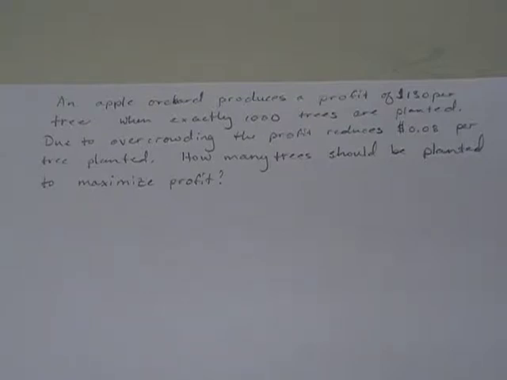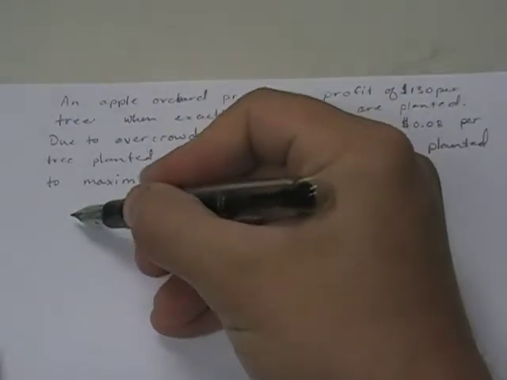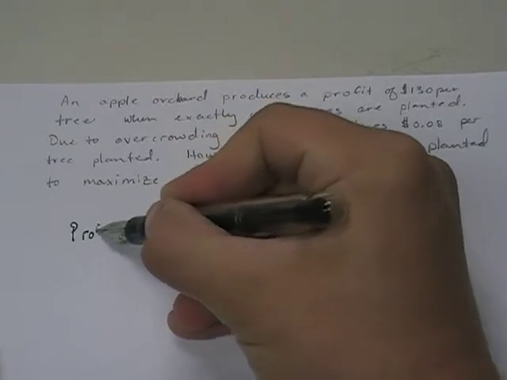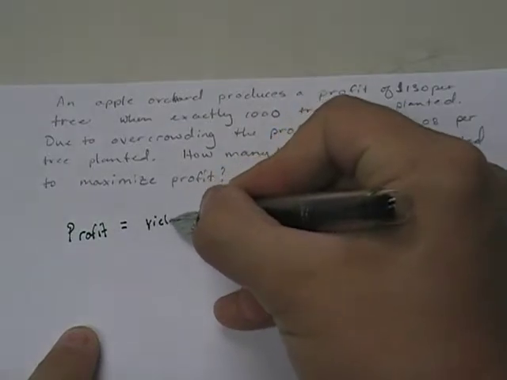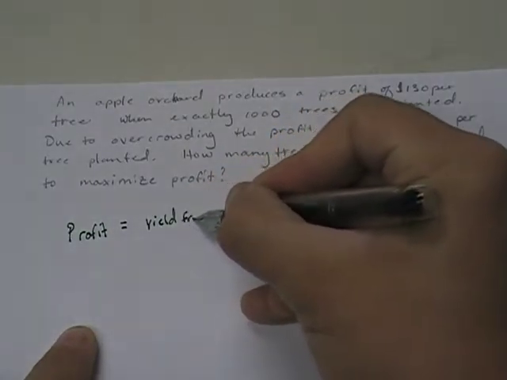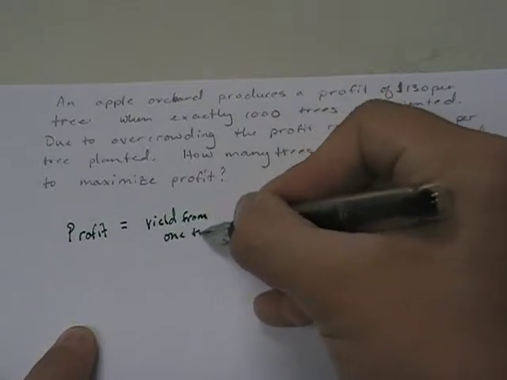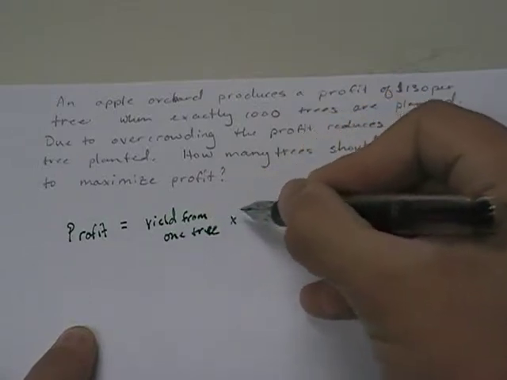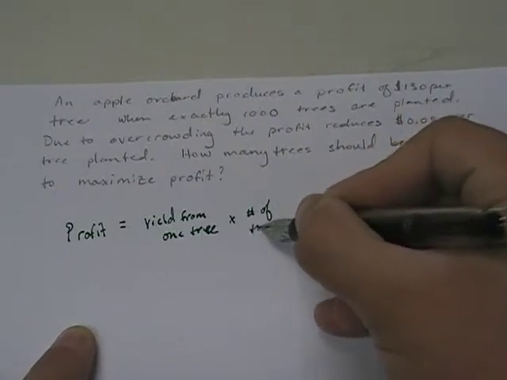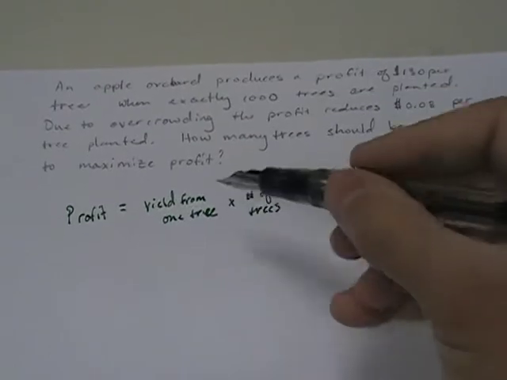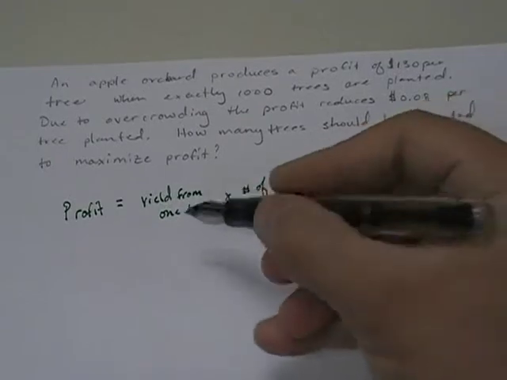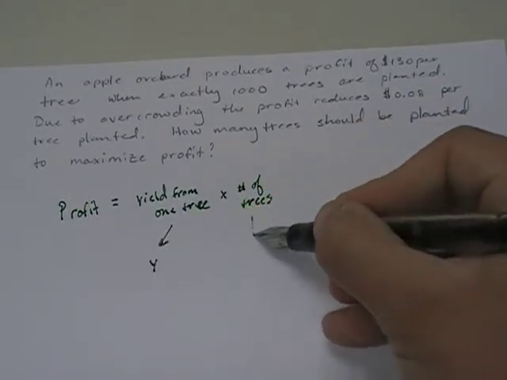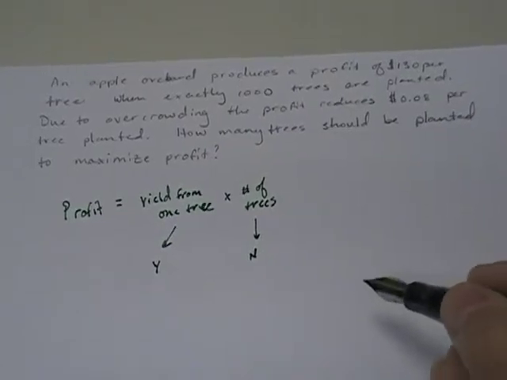Now, we're going to start with something real simple, which is, what is profit? Profit, in our case, is going to be the yield from one tree times the number of trees. Okay? So in other words, how much money does one tree make me times the number of trees I plant? It's a pretty simple concept, actually. And we're going to call this Y, and we're going to call this N.